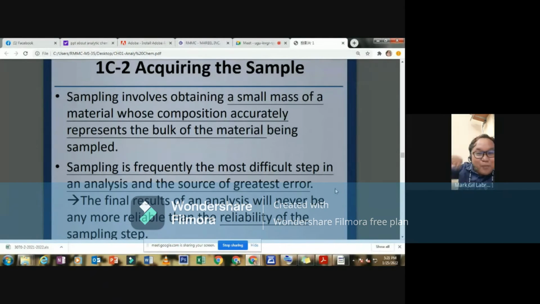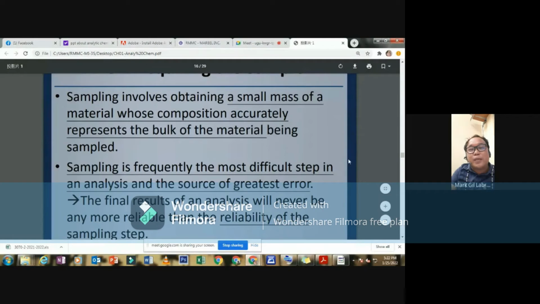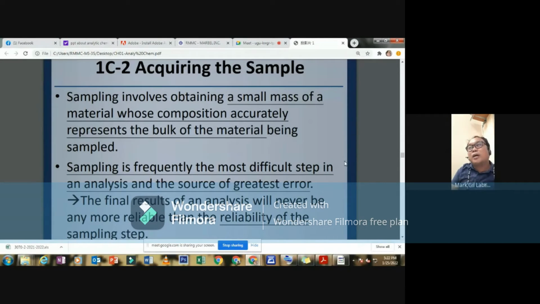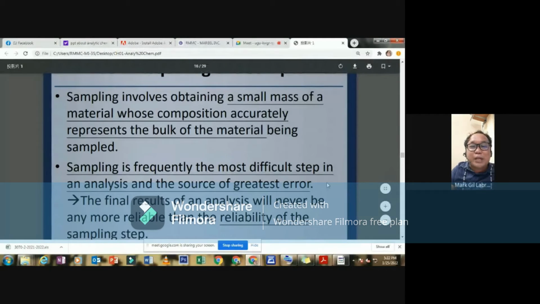Kasi halimbawa kung magtikim ka ng kanin, hindi mo naman uubusin ang half ng rice cooker para lang sa sample. But the composition accurately represents the bulk of the material being sampled, even in research. So naniniwala ba kayo, for example, na lumabas sa survey na ang mananalo na President of the Philippines ay si ganito? Tinanong ba nila ang lahat ng Pilipino? Kumuha lang sila ng mga sample, yung mga SWS survey.